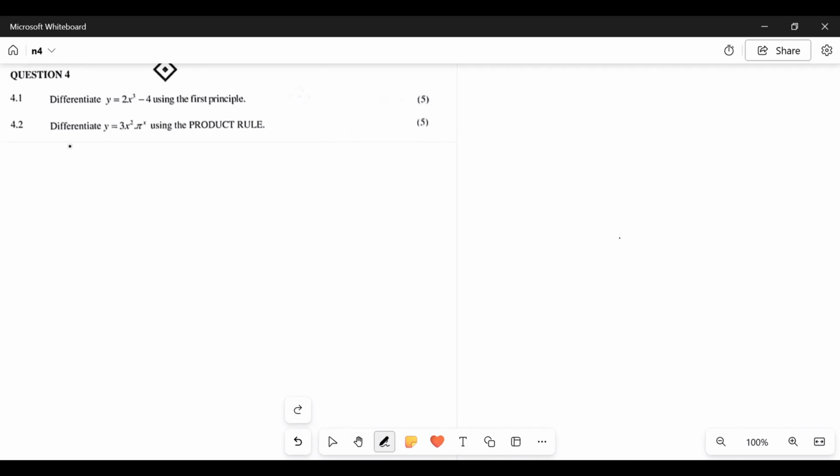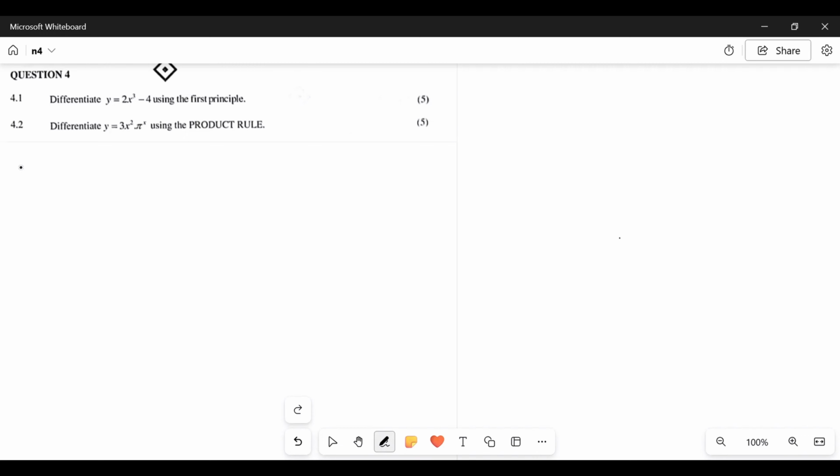It goes like this: differentiate y equals 3x squared multiplied by pi to the power of x using the product rule. So here we're going to differentiate this expression using the product rule. Now the product rule has a formula, guys. Again, let me write the formula for the product rule.